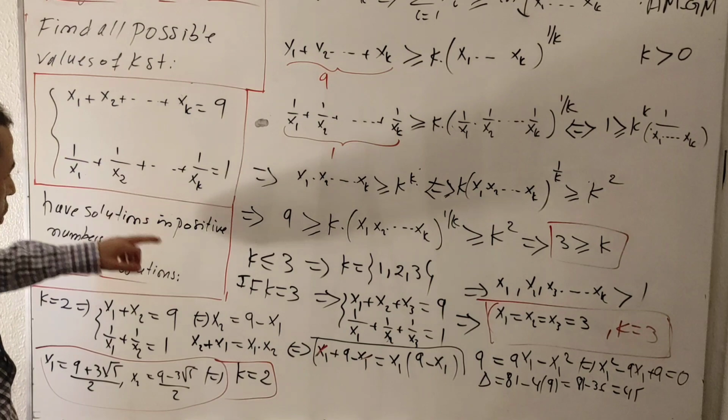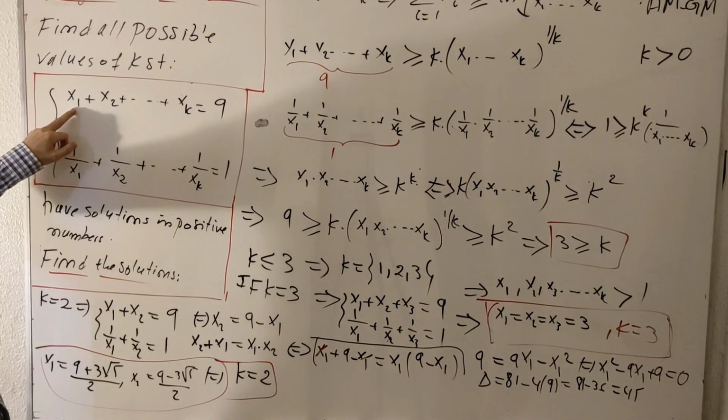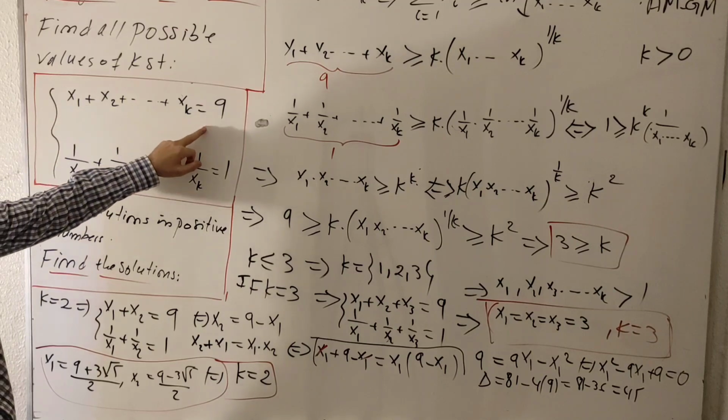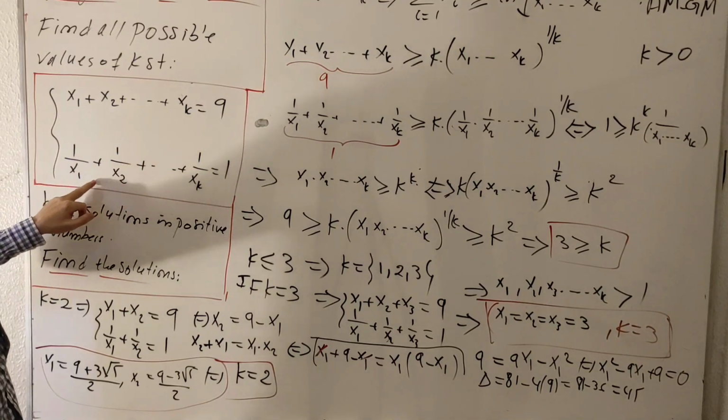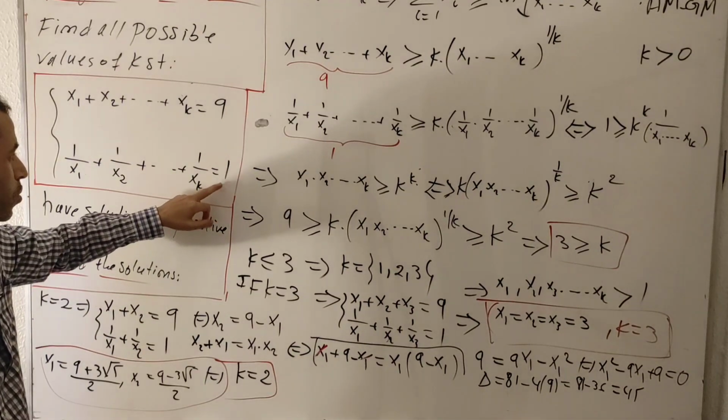When we have k equals 1, we have no solution, because here I will have one term only. I will have x1 equals 9. When you take the inverse of 9, it is giving us 1 over 9, which is impossible, because we need this term to be number 1.